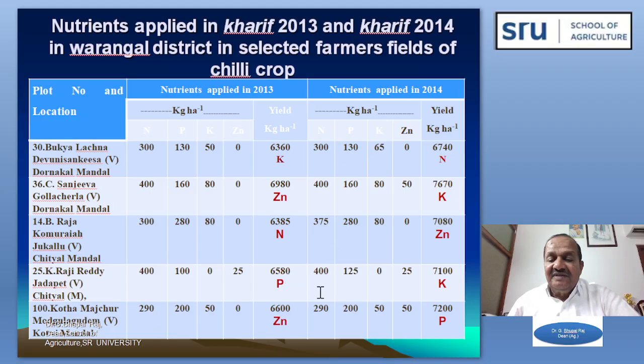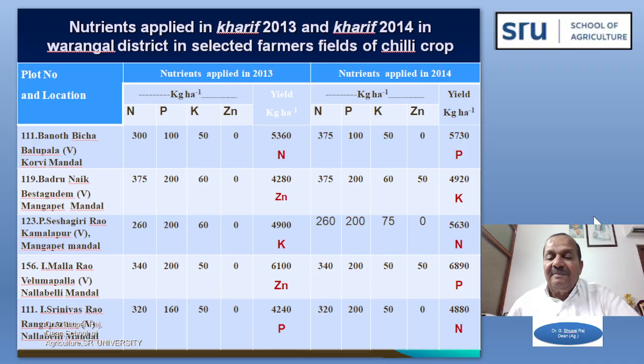Then next season, when we increased phosphorus from 100 to 125, the limiting nutrient, potash, was rectified. Yield also increased from 6,580 to 7,100. So correcting the limiting nutrient increased the yield. That means the DRIS norms and indices we have developed were found valid through the field experiment as well as through testing in different farmers' fields in the zone.